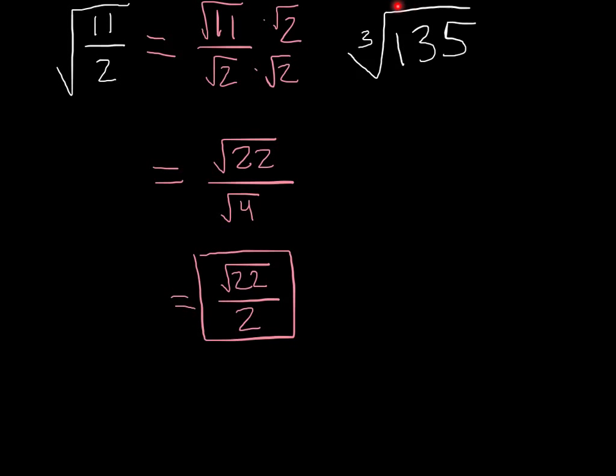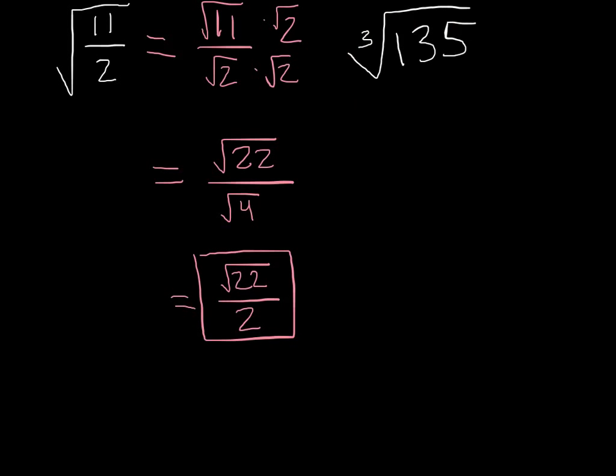Looking at this next one, the cube root up here of 135. Think about all the different cube roots we've talked about in class. 1 is a cube number. The cube root of 1 is 1. 8 is a cube number. The cube root of 8 is 2. 27 is a cubed number because the cube root of 27 is 3.